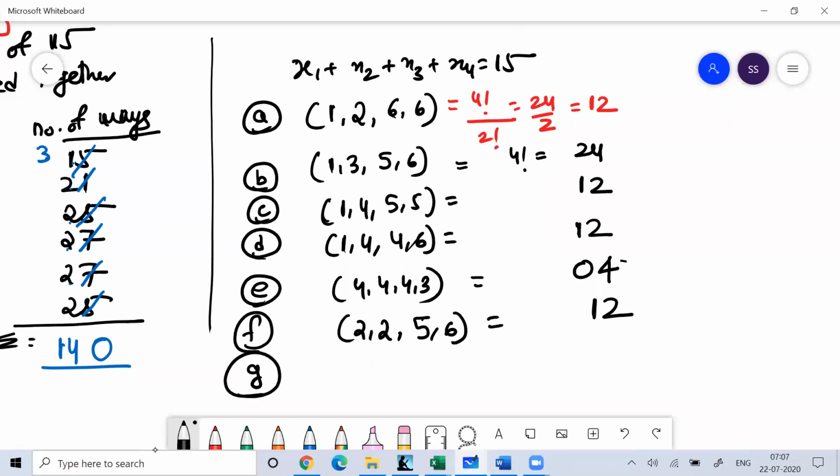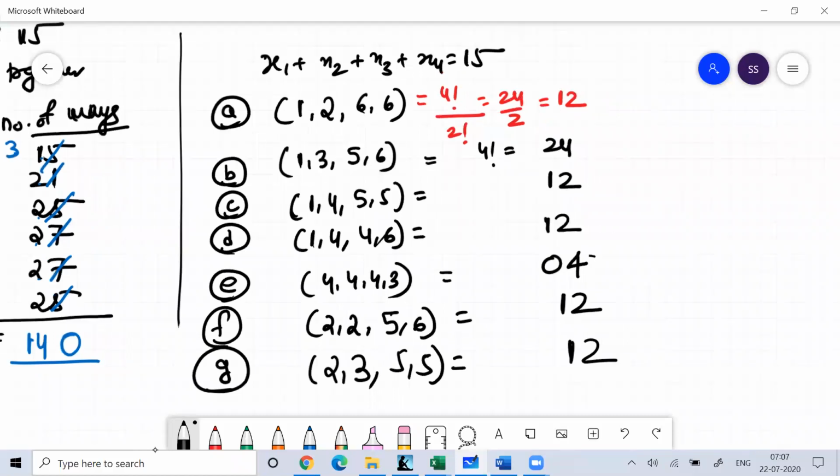Then 5 comma 6, 6 comma 5. So done with that. So this is 4, 10, 15. Okay. Then 2 3. 2 3 have I used till now? 2 2 I've done. Now 2 3 I've not used. So if I talk about 2 3, so 5, 10. 10 means 5 5 I can take. 2 3 5 5 I can take. So 10, 15. So this is again 12.